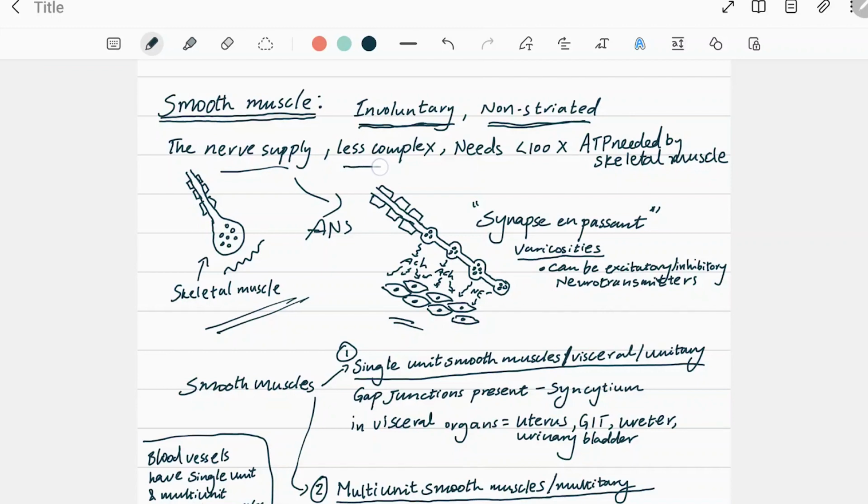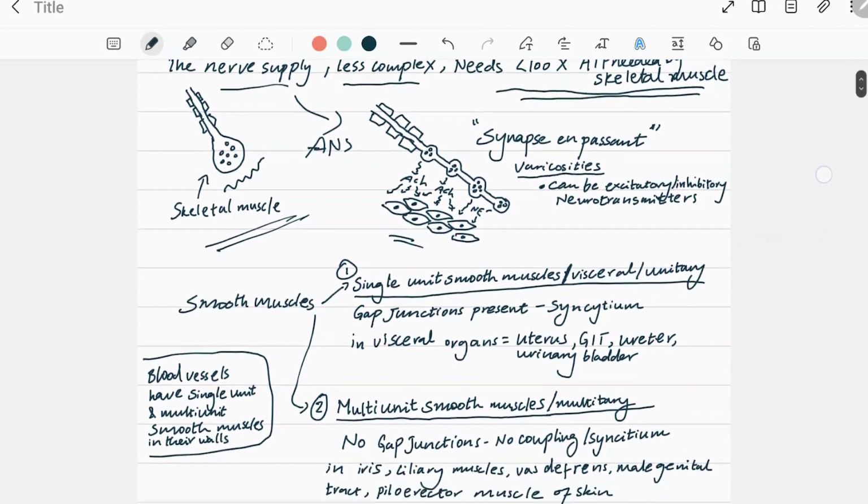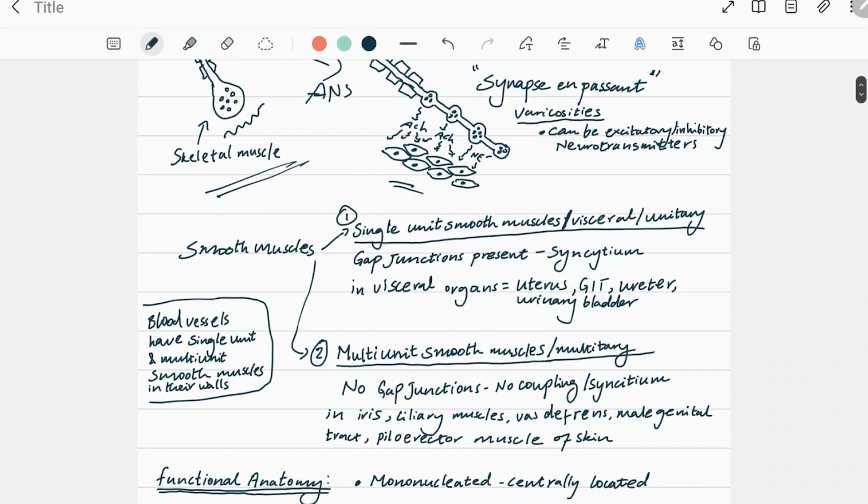Now, smooth muscles are relatively less complex. They're not as complex as your skeletal or cardiac muscle, and they need less than one hundredth of the amount of ATP that the skeletal muscle would need to do the same work. So they are really efficient, and they make a lot of tension, and they generate quite a lot of force.